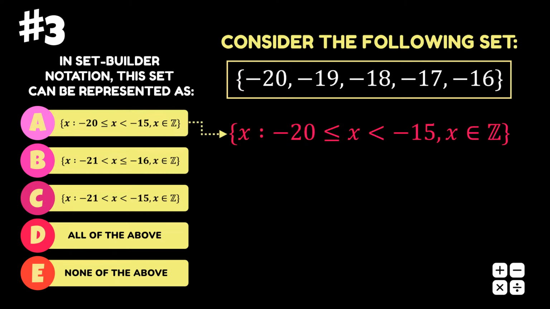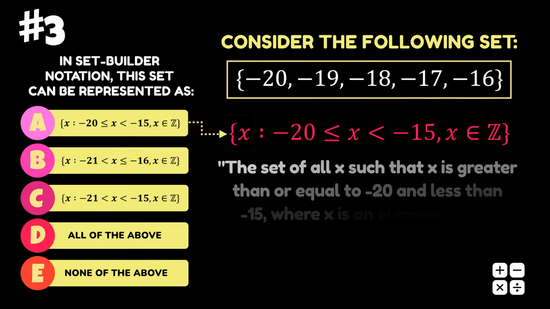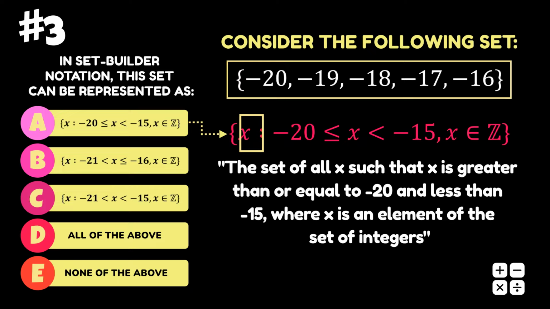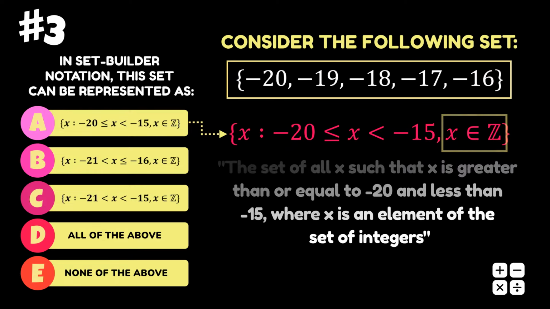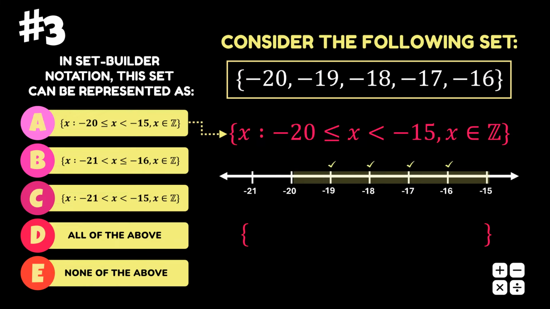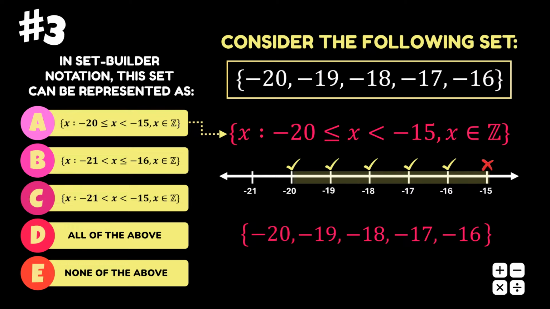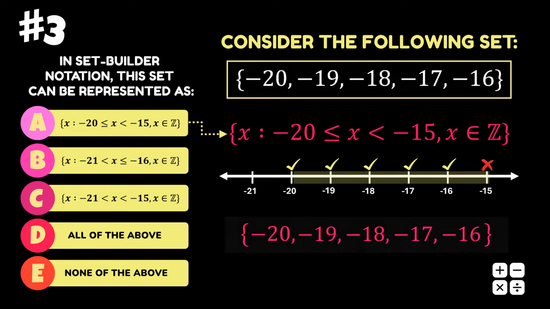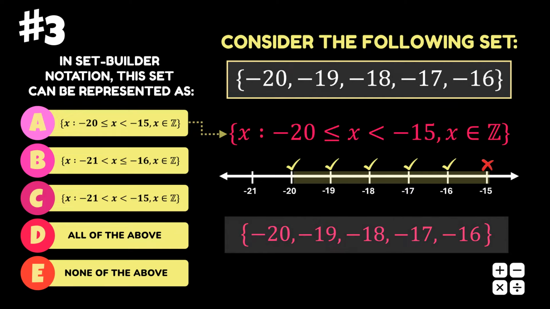Looking at option A, we can describe this set as the set of all x such that x is greater than or equal to negative 20 and less than negative 15, where x is an element of the set of integers. In other words, this set contains all of the integers between negative 20 and negative 15, with negative 20 included but negative 15 excluded. This set is identical to the set presented in the question, and so option A is correct.